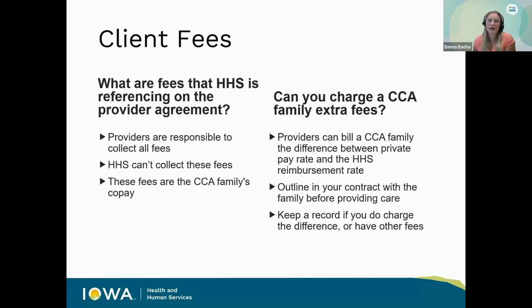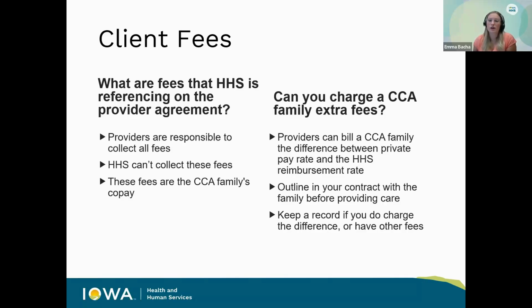Client fees. What are fees that HHS is referring to on the provider agreement? These are fees that you guys are responsible to collect as providers. Our department, HHS, cannot collect these fees. These fees are considered the family's copay.